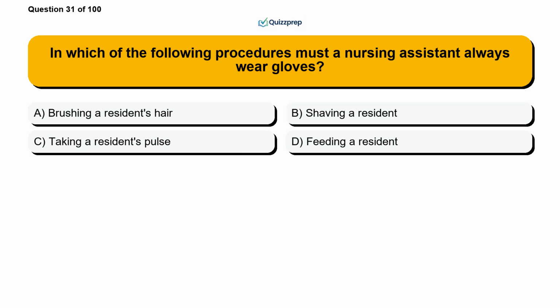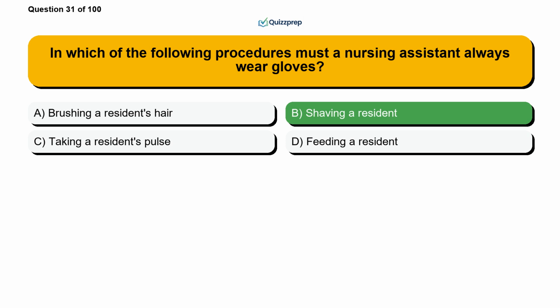Question 31. In which of the following procedures must a nursing assistant always wear gloves? Option A, brushing a resident's hair. Option B, shaving a resident. Option C, taking a resident's pulse. Option D, feeding a resident. The correct answer is option B, shaving a resident.